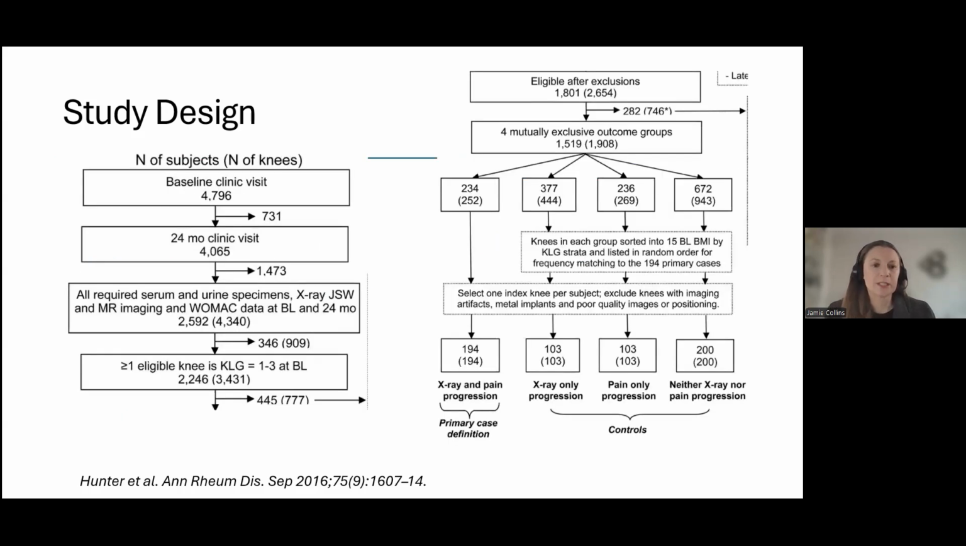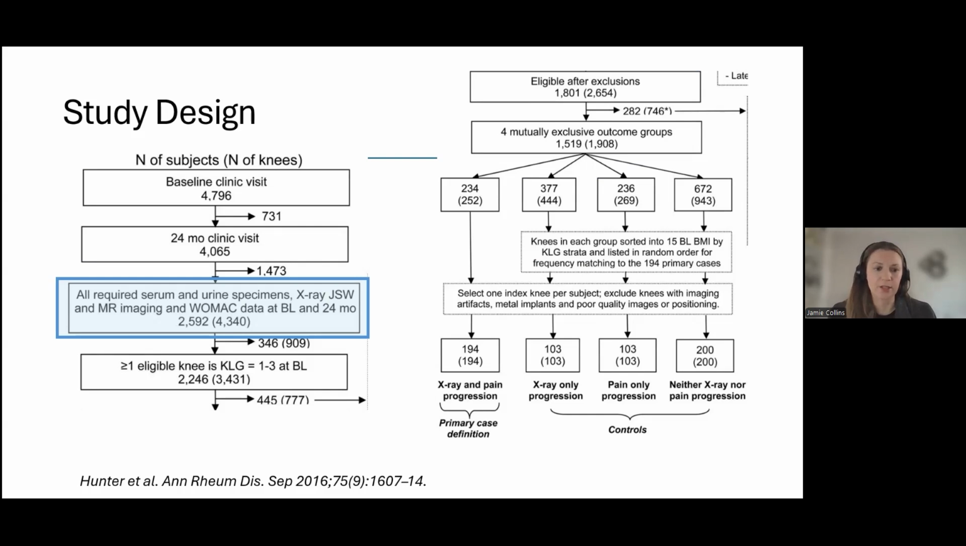So again, these participants were selected from the larger OAI cohort. Out of the 4,796 participants in the OAI, the first major inclusion criteria was that all required serum and urine specimens, X-ray joint space width, and MR imaging and WOMAC data at both baseline and 24 months. And so, just to start, this is quite a select cohort.